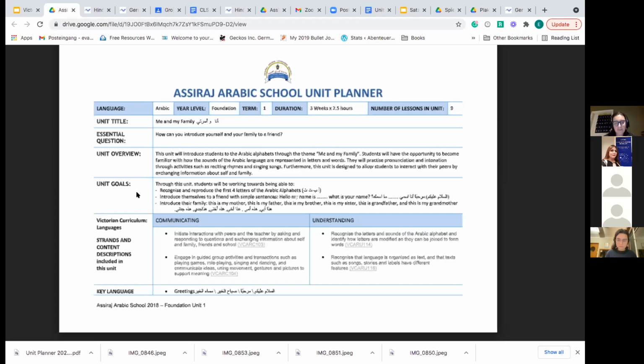Unit goals is what you want to achieve. What should they know at the end of your lessons? And that is connected with the achievement standards I showed you just before. So you take it directly out of the curriculum.